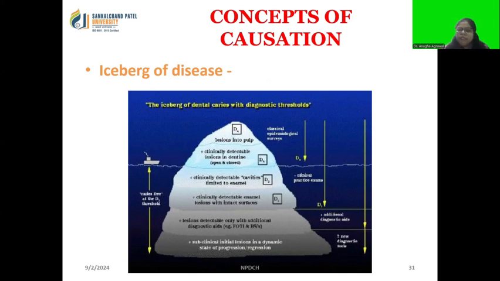So we need to concentrate our efforts on the lower part of the iceberg. As epidemiologists, we have to go for camps. We have to find the unrecognized disease or the milder form of the disease, so that we can stop the process then and there, and not make it worse for that particular patient. So that is the concept of the iceberg of disease.